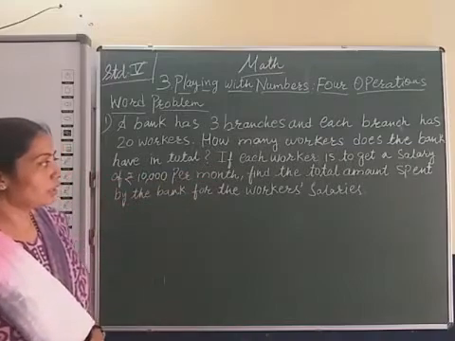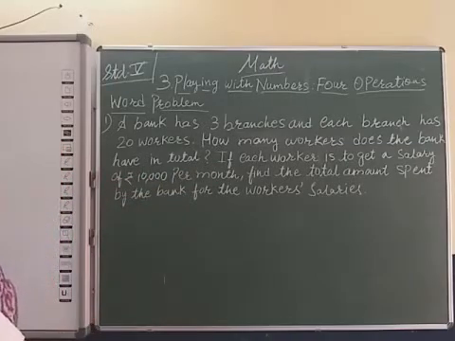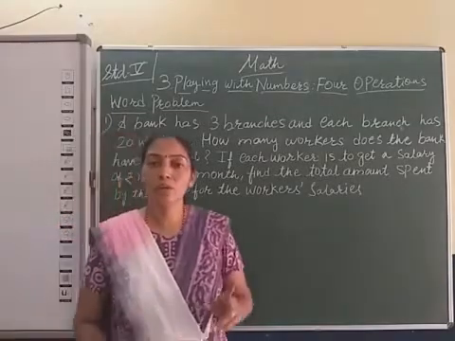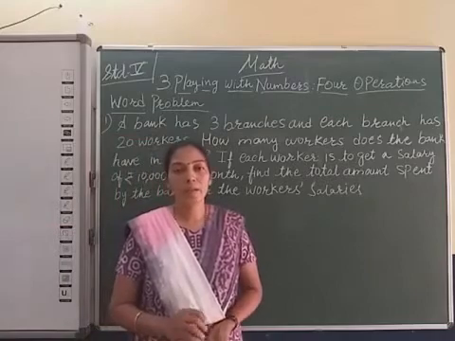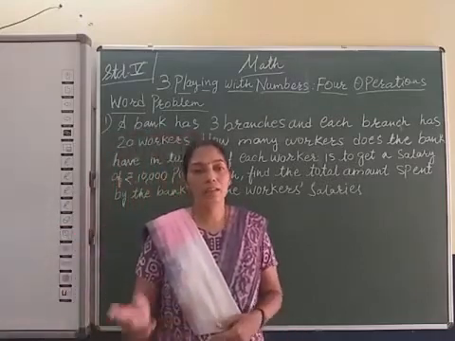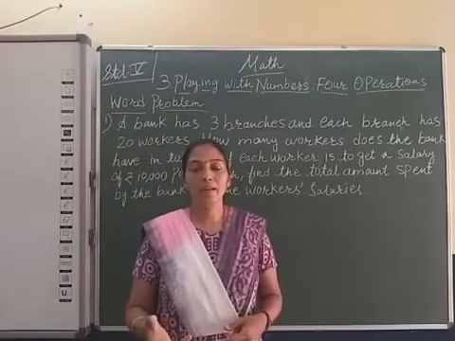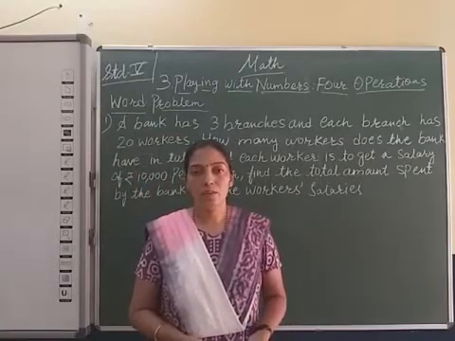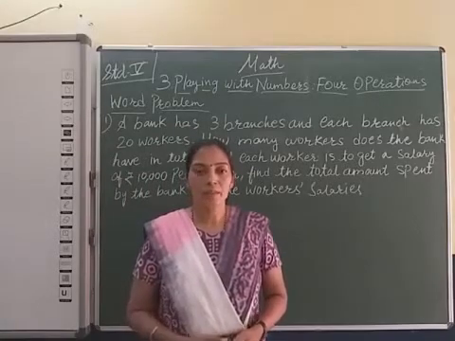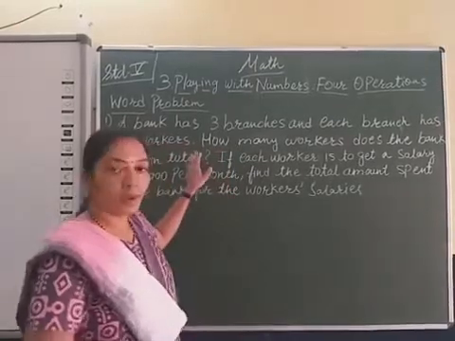If each worker is to get a salary of rupees 10,000 per month, find the total amount spent by the bank for the workers' salary. So students, here we have to find two solutions: how many workers are working in the bank, and the total amount the bank spends on their salary. Okay, so two solutions. First we find the total number of workers.